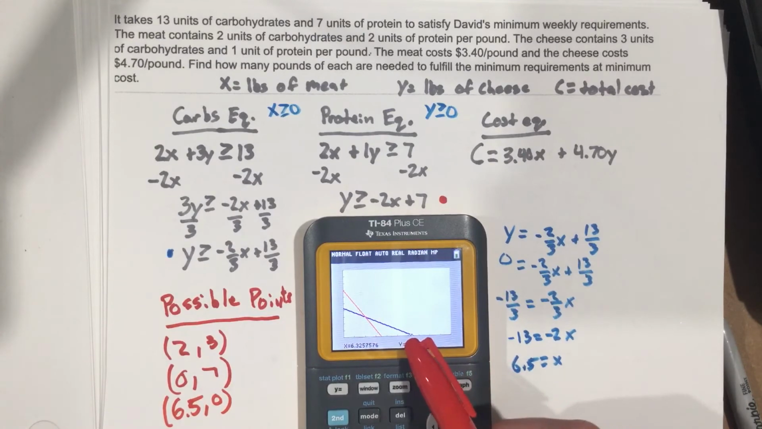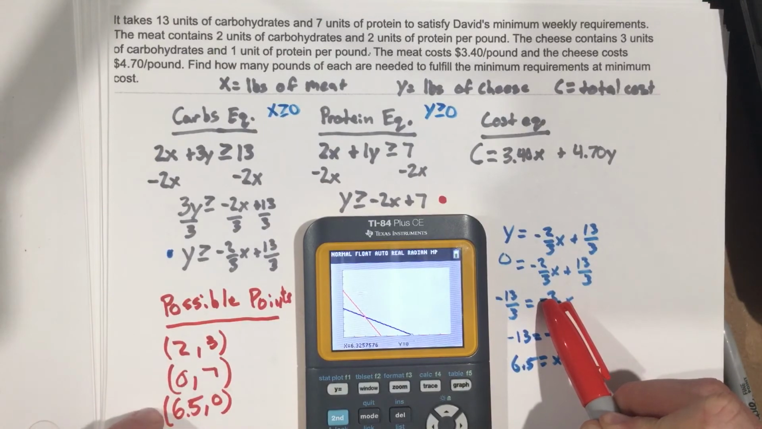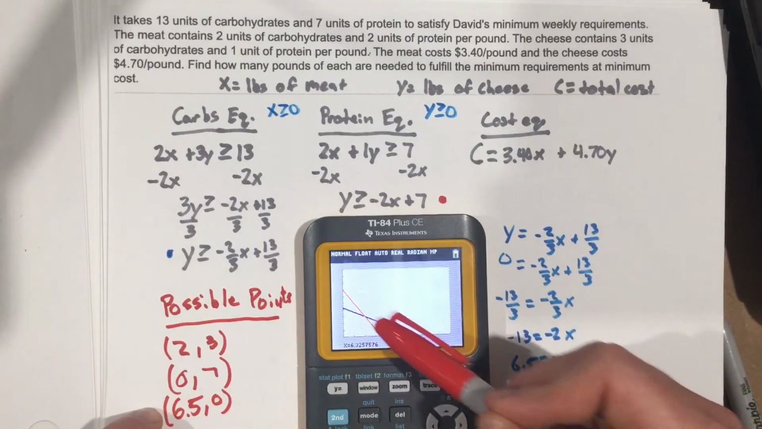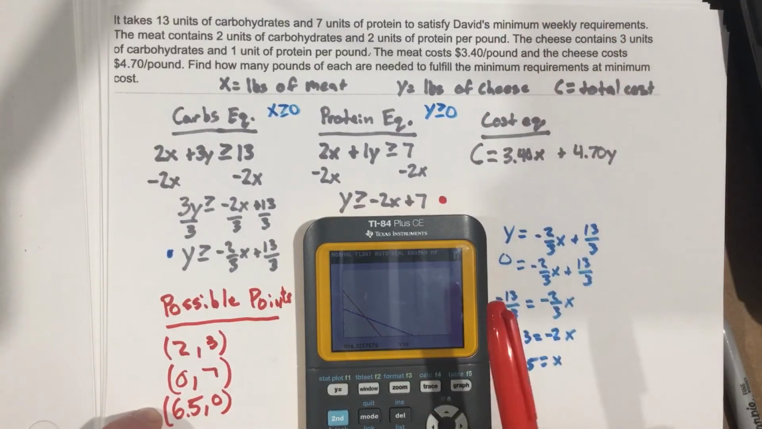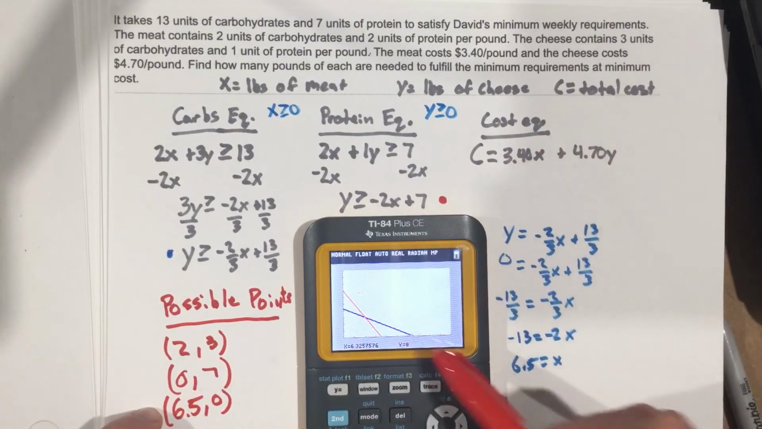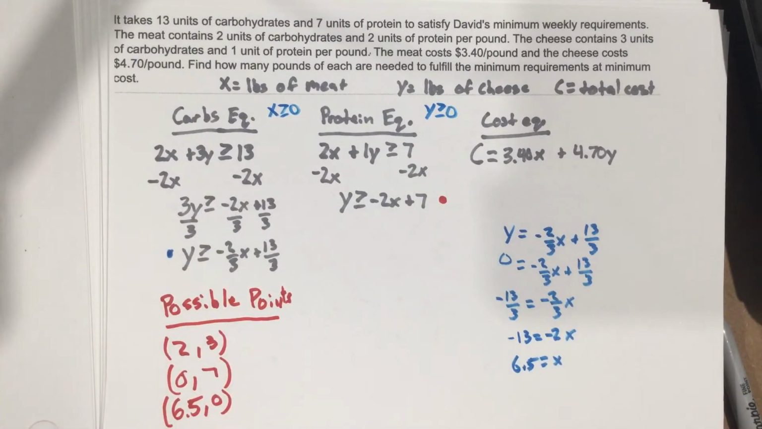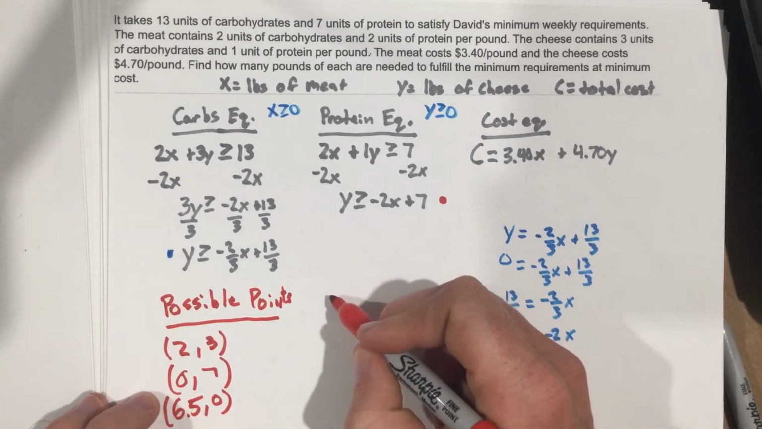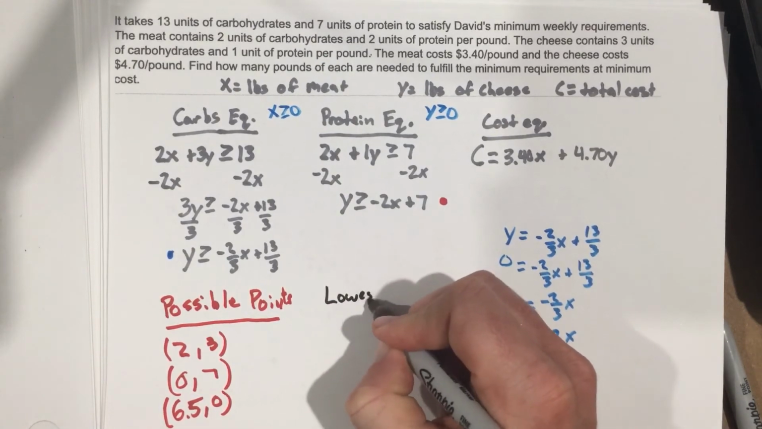And I didn't know how to snap to it right there, so that's why I did it algebraically right here. So we need to check these 3 points to see, we know these are going to meet the needs of David's minimum weekly requirements, basically. Now we just need to check to see which one costs the least amount. So let's go ahead and do that. So we're going to say lowest cost.